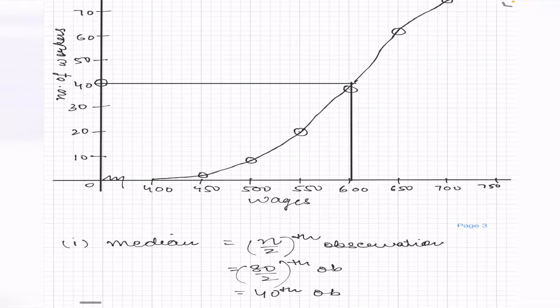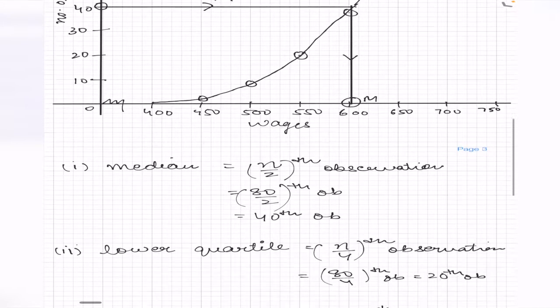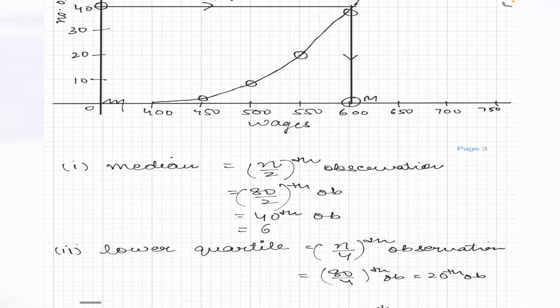So we will mark an arrow like this because we are moving from the y-axis towards the x-axis. So this is the median. And here you have to circle it and mention it over here also. It's 600. So the 40th observation is 600. So our median is 600.